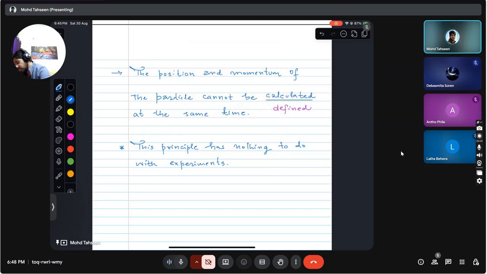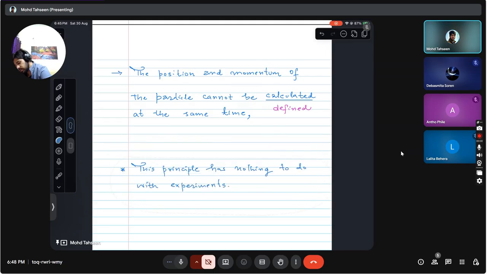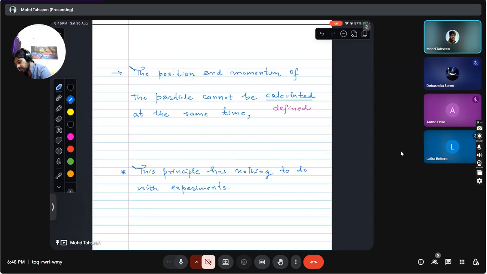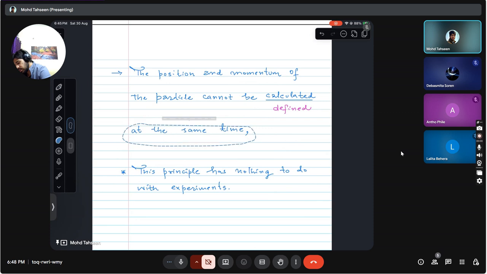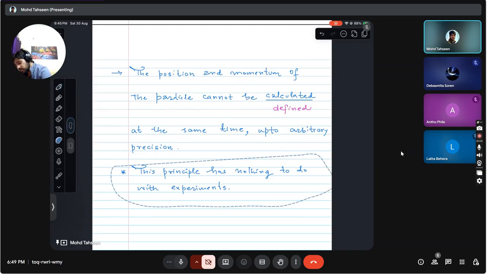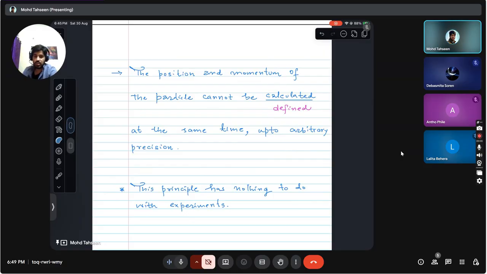Okay, at the same time. Then we need to complete it a little bit more, right? The position and momentum of the particle cannot be defined at the same time up to infinite precision or arbitrary precision, right? So what does this mean? It means that we cannot.